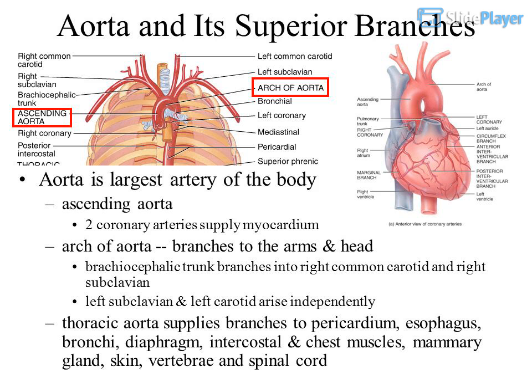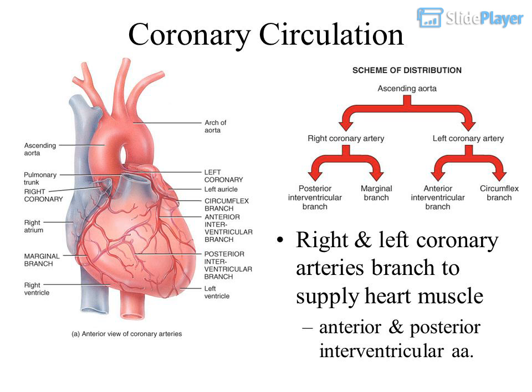The thoracic aorta supplies branches to the pericardium, esophagus, bronchi, diaphragm, intercostal and chest muscles, mammary gland, skin, vertebrae and spinal cord. Coronary circulation: the right and left coronary arteries branch to supply heart muscle. Anterior and posterior interventricular AA.